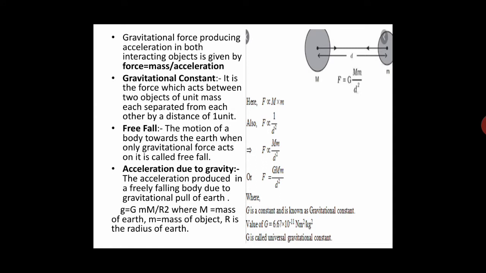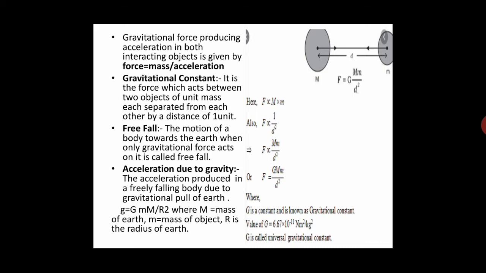Next, the gravitational force producing acceleration in both the interacting objects is given by force is equal to mass times acceleration. The gravitational constant is the force which acts between two objects of unit mass, each separated from each other by a distance of 1 unit. As you can see in the picture, a larger mass is denoted by capital M and a small mass is denoted by small m, and both are separated by a distance of d.